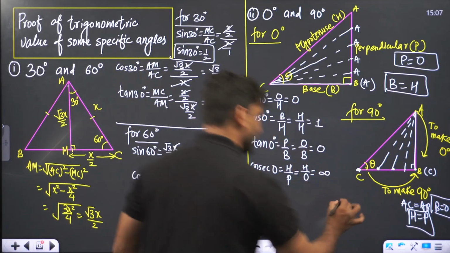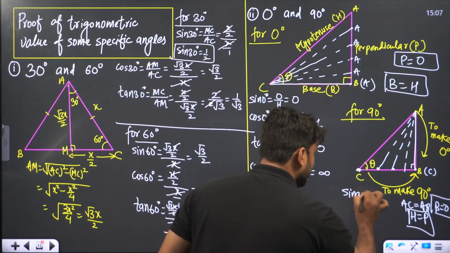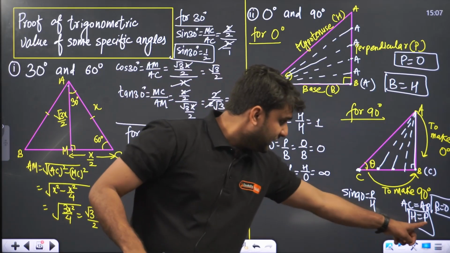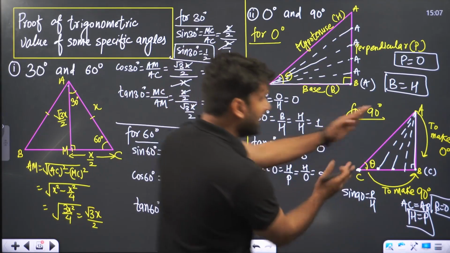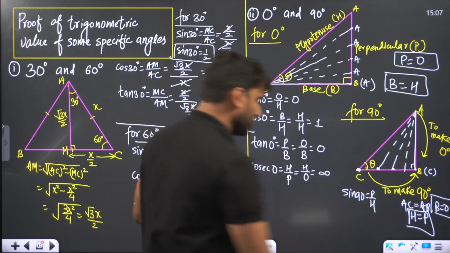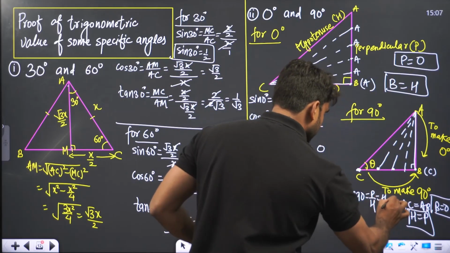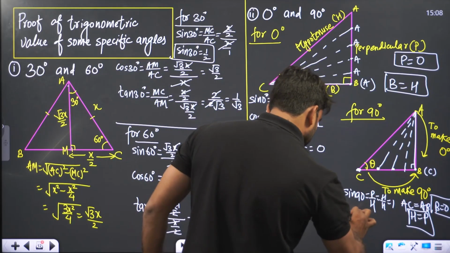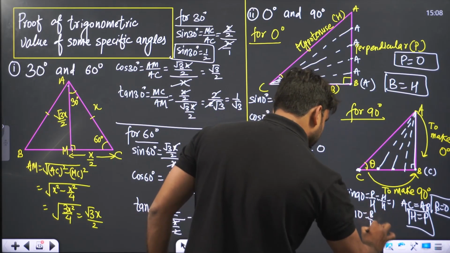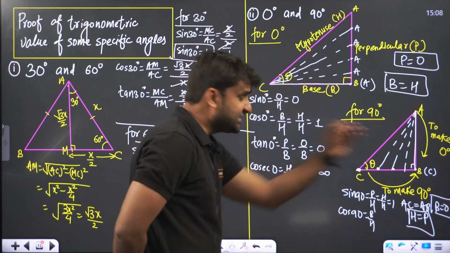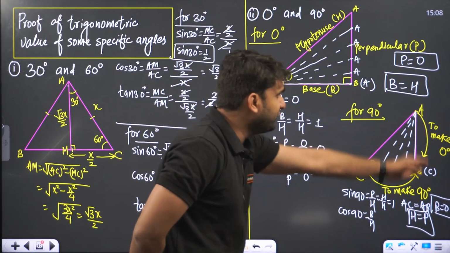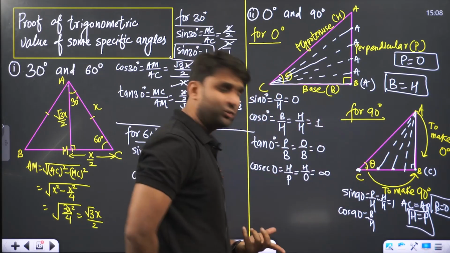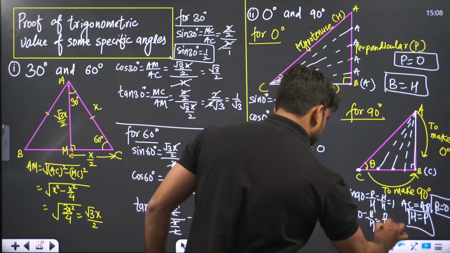For example, let me give you sine 90. What is sine? Sine is perpendicular by hypotenuse. And do you know, both perpendicular and hypotenuse are equal to each other because hypotenuse has overlapped AB. So my dear, we can replace this h by h, which is equal to 1. Simple. For example, cos 90. What is cos, guys? Base by hypotenuse, and base has become 0. There is no existence of base because hypotenuse has fully overlapped perpendicular. So there is no meaning of base now. Base has become 0. So 0 divided by hypotenuse is equal to 0.